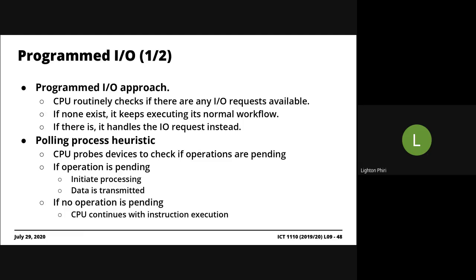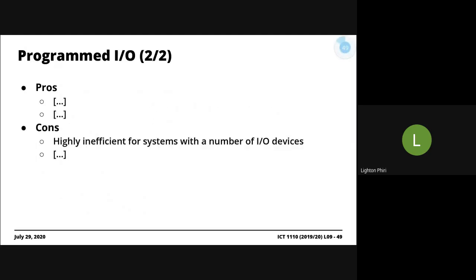Data will obviously be transmitted, because remember, peripherals are there to handle data. They are either handling input data or they're handling output data. So data will be transmitted. Otherwise, if there's no operation, then the CPU continues execution of instructions. Very simple heuristic here. So the key thing, if you compare it with the other techniques, is that the CPU regularly checks to see if there's anything that needs to be done.